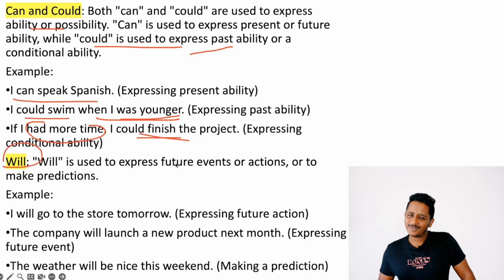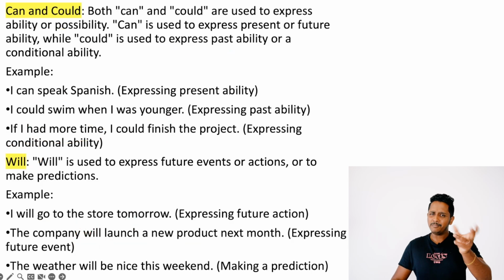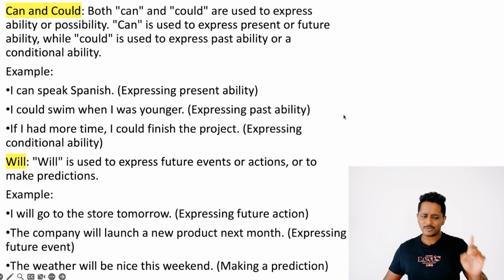Will is just to express future events. You know this, I will go to the store tomorrow. The company will launch means 100% they are going to launch, but in the future. So, people may write, the company launches a new product. If you're very sure about the company launching, you can use will launch. So all these things you need to make some amendments, make some changes for a better score.